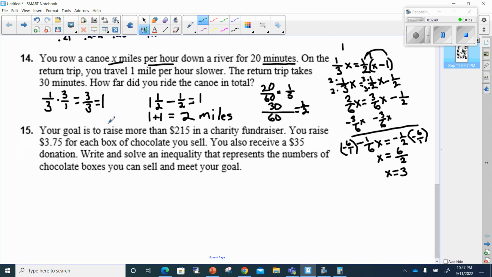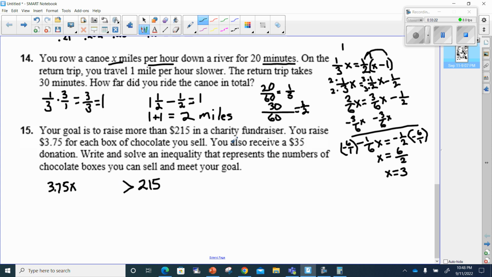Number 15 says your goal is to raise more than $215 in a charity fundraiser. So remember, it says raise more than. Okay, so we need more than $215. And it says you raise $3.75 for each box that you sell. So that's 3.75. We don't know how many boxes, and I'm pretty sure that's what it's going to ask us. Solve an inequality that represents the number of boxes. Okay, so x is boxes.